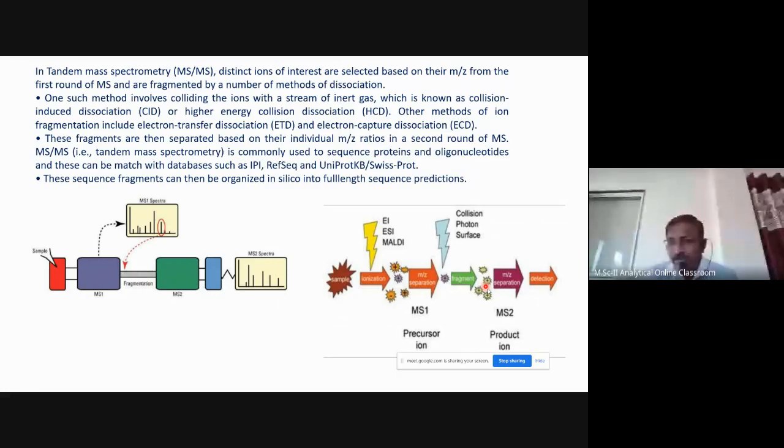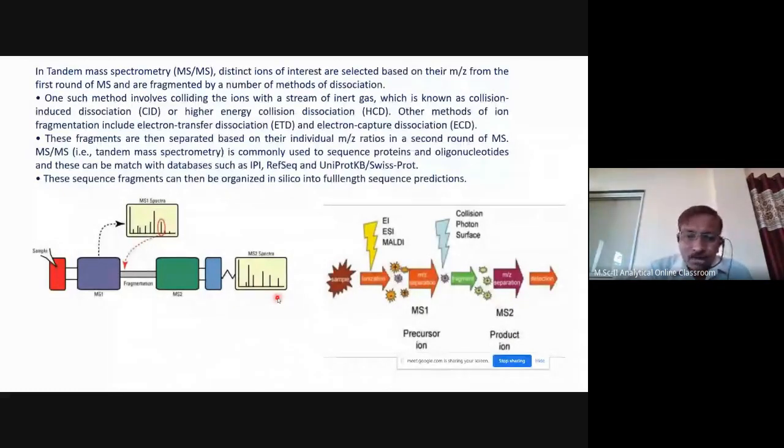and that is again passed through the analyzer and then given to the detector, and here we can get a second product ion. So these are the precursor ion, these are the product ion, and by combining all these, we can get a spectrum in detail. So this is the tandem mass spectrometry principle, how it works.